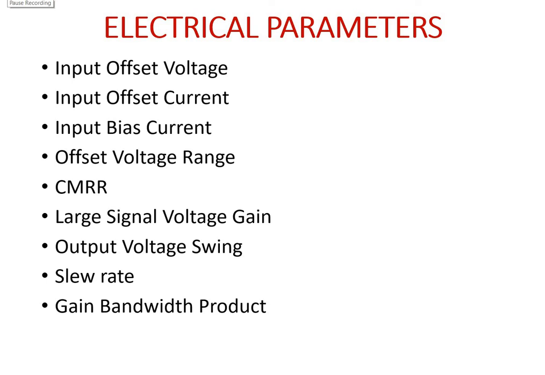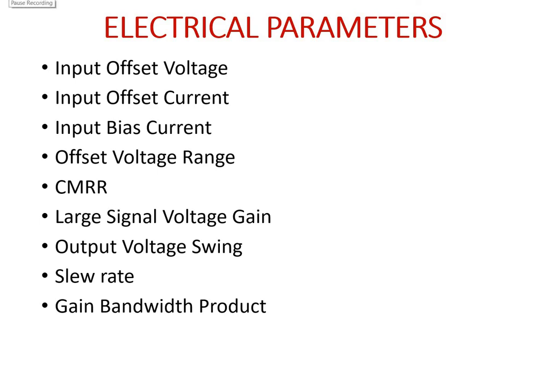Next parameter is input bias current. Input bias current is the average of the DC bias currents that flow into the two input terminals of the operational amplifier. Next comes offset voltage range. It is the range of common mode voltages over which the offset specification applies. This determines the degree of matching between inverting and non-inverting terminals.